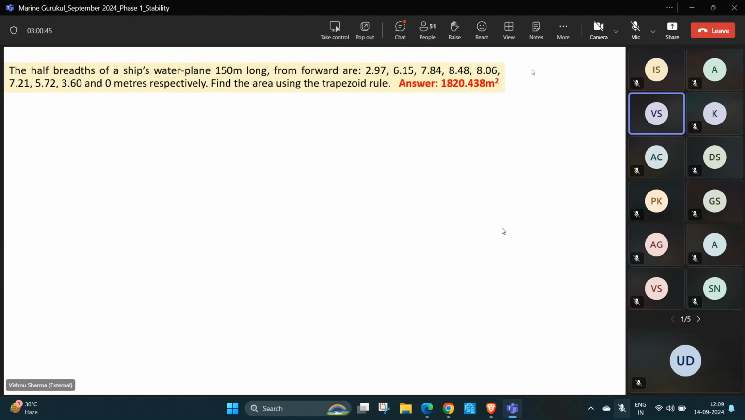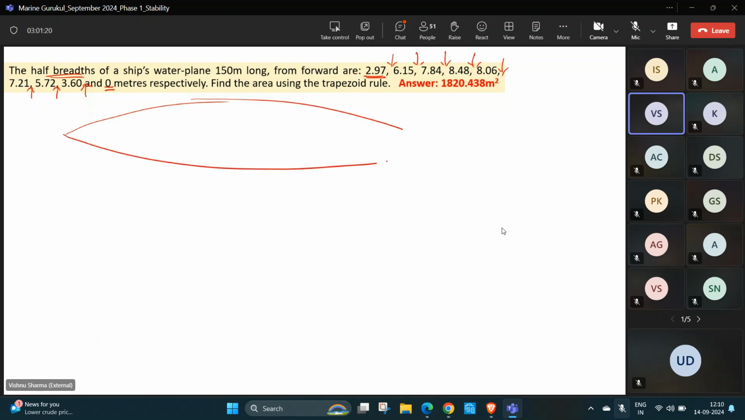Nothing. So here half breadths are given. We have to take first one half, last one half, and these have to be taken full, means double. And what is the common interval if it's 150 meters? So how many common intervals will be there? 1 here, 2, 3, 4, 5, 6, 7. There'll be 8 common intervals. Am I right, beta? Yes or no? Yes, sir. It is like this.